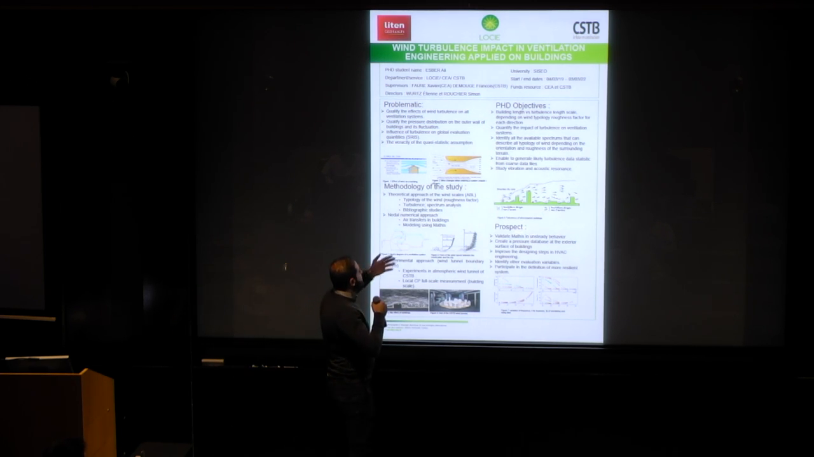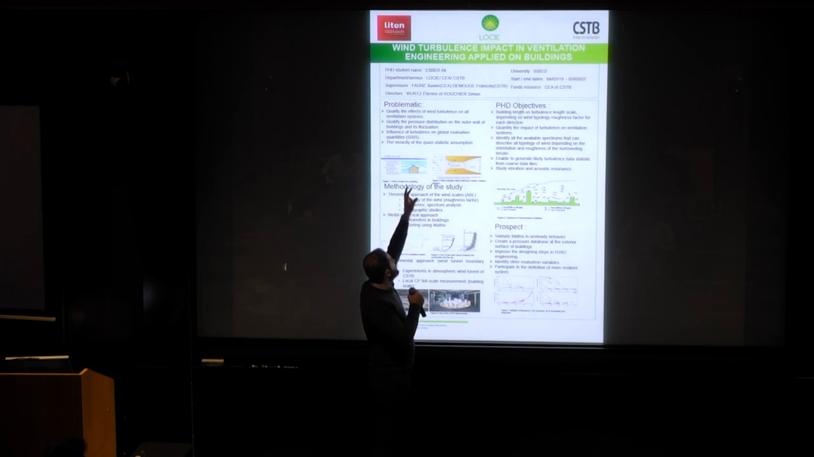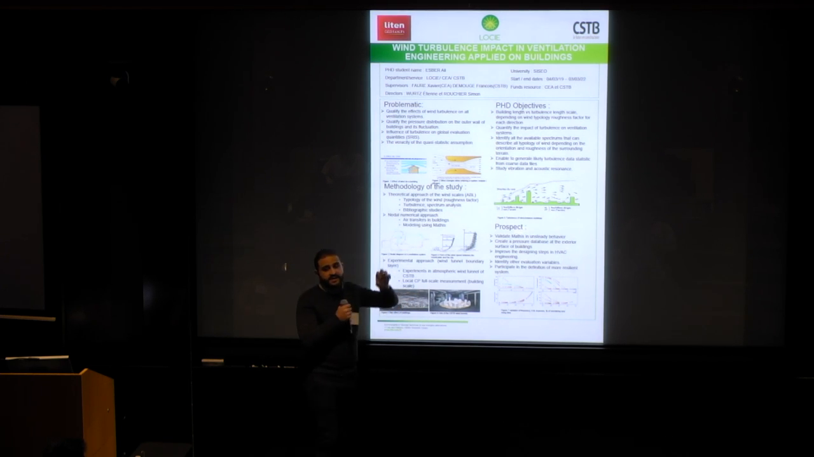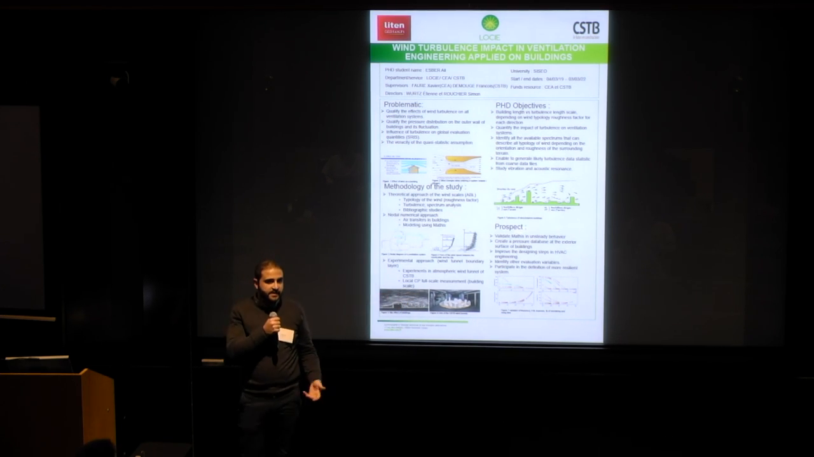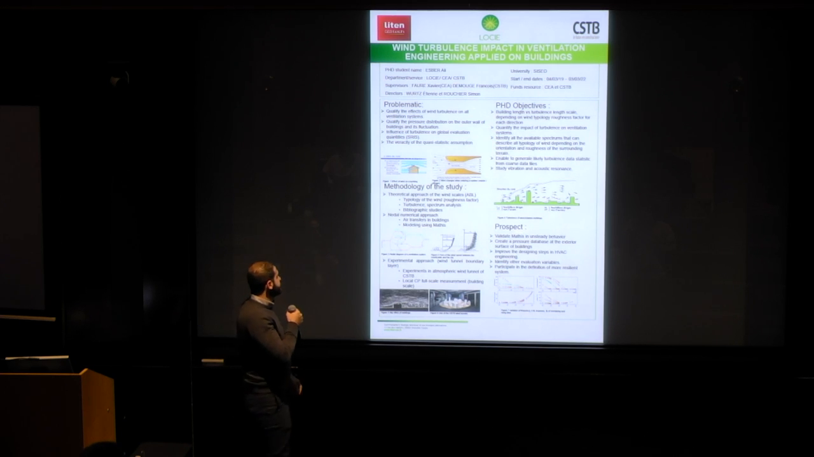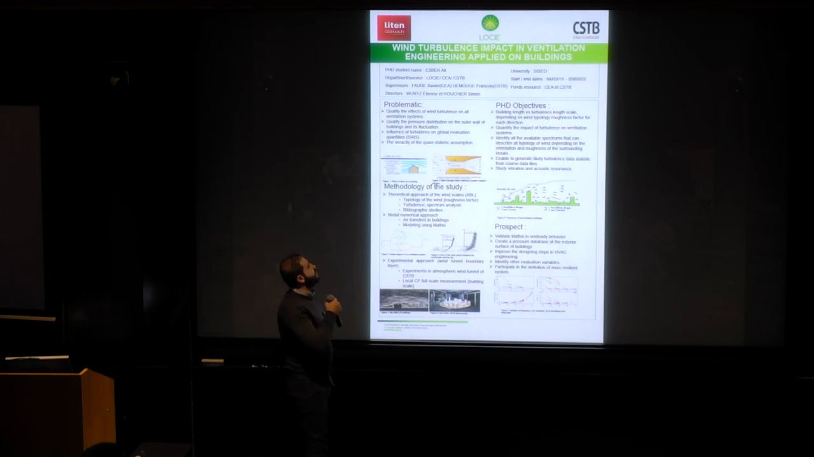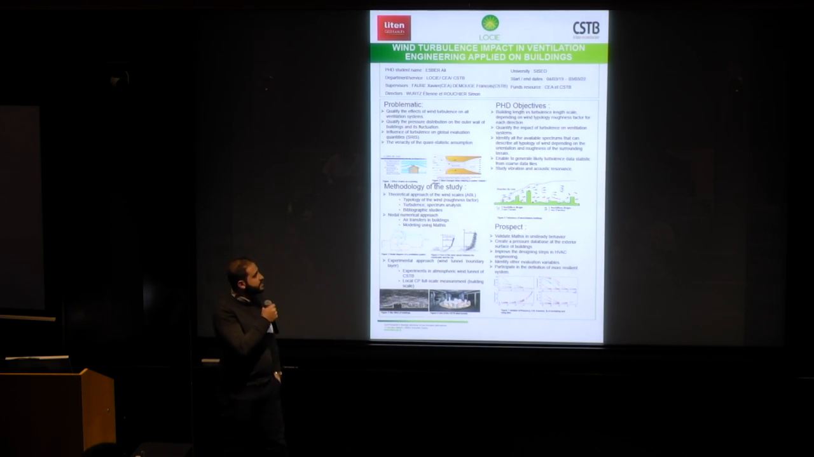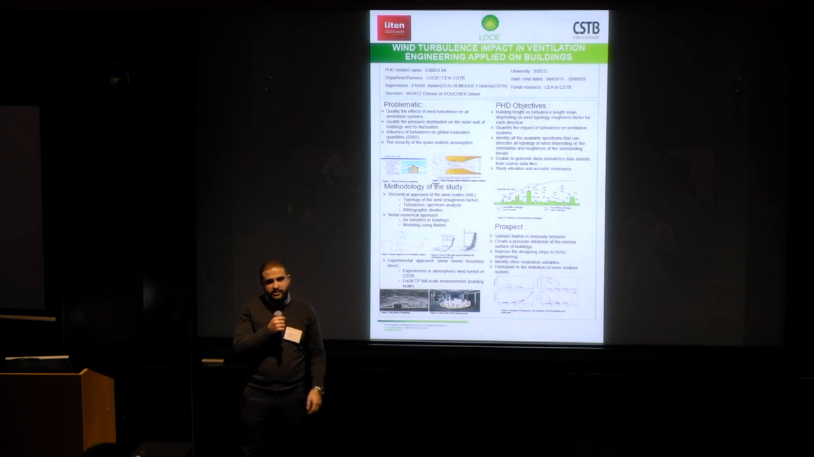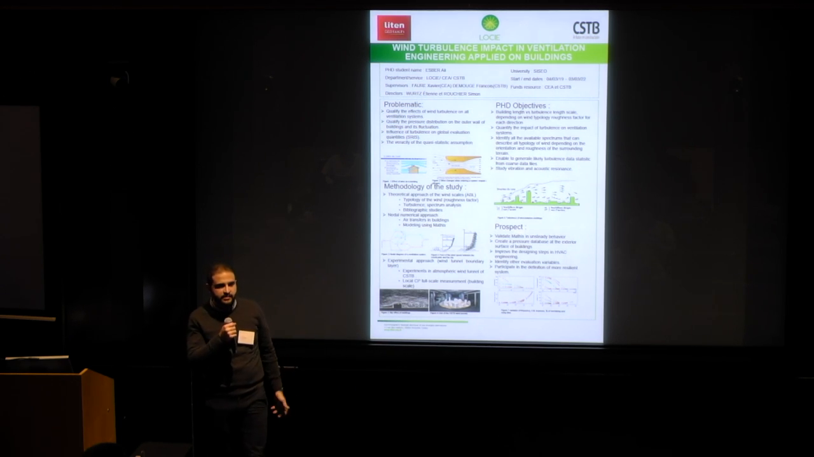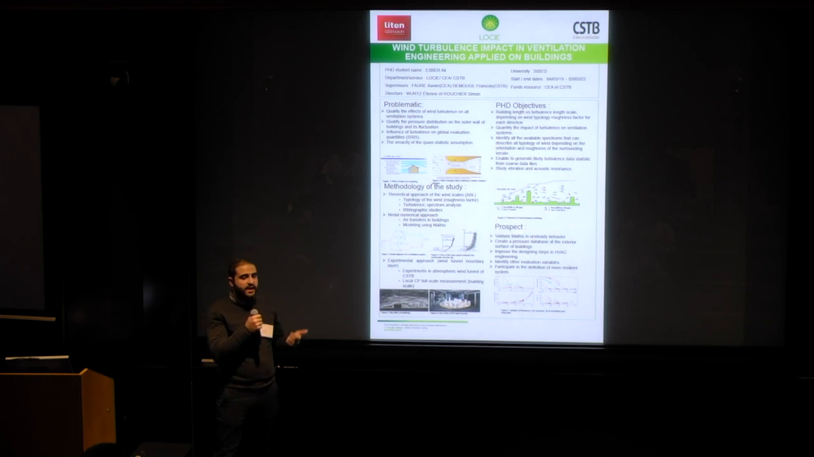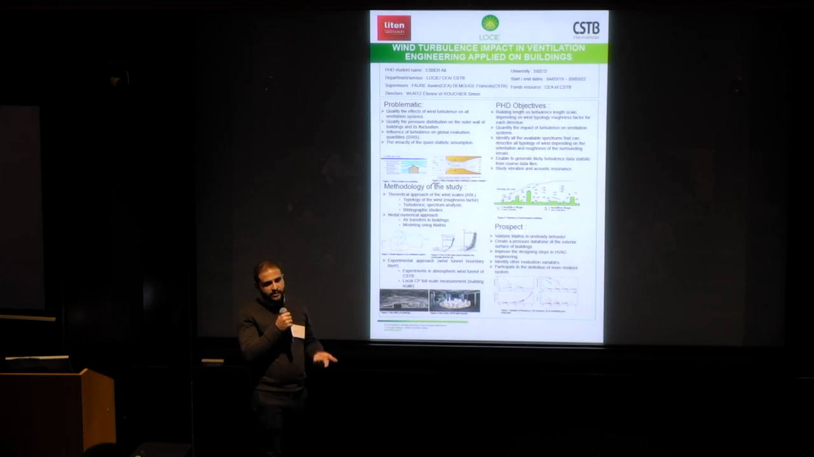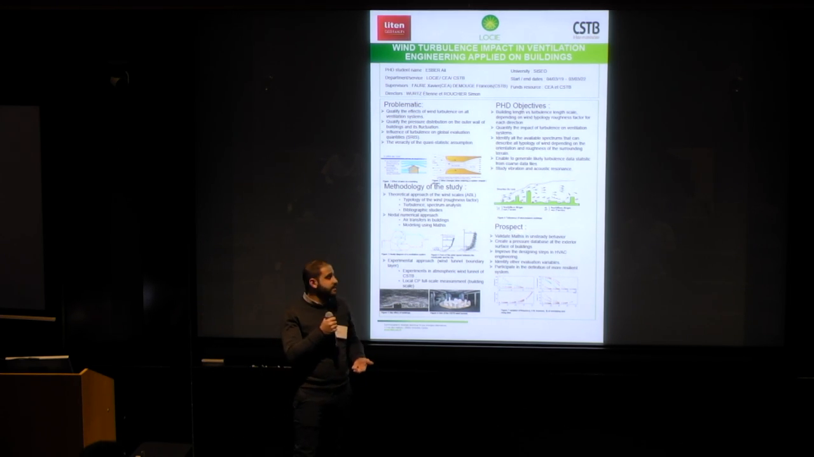And the main work is to see how this fluctuation will be introduced inside the inlet and outlet of the ventilation system of any building. After this, we'll work on the influence of turbulence on global evaluation, because finally, for the client, the most important things are the quality of the air, the humidity, and the energy consumption.